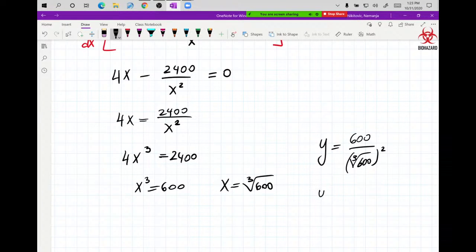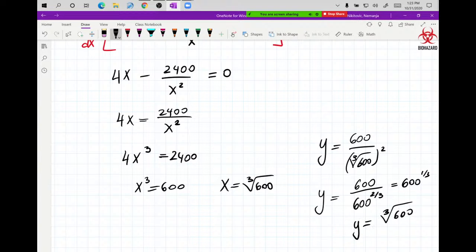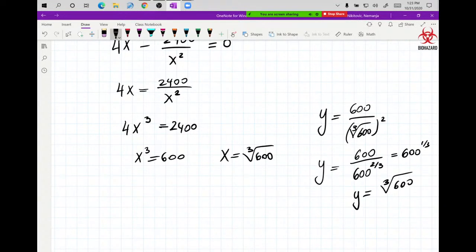And now a little bit of basic algebra. That's 600 over 600 to the 2/3, which gives you 600 to the 1/3, which gives you another cube root of 600 for y. And you got exactly what you were expecting: a cube, with side a equal to the cube root of 600 feet. Everything was symmetrical in this problem.